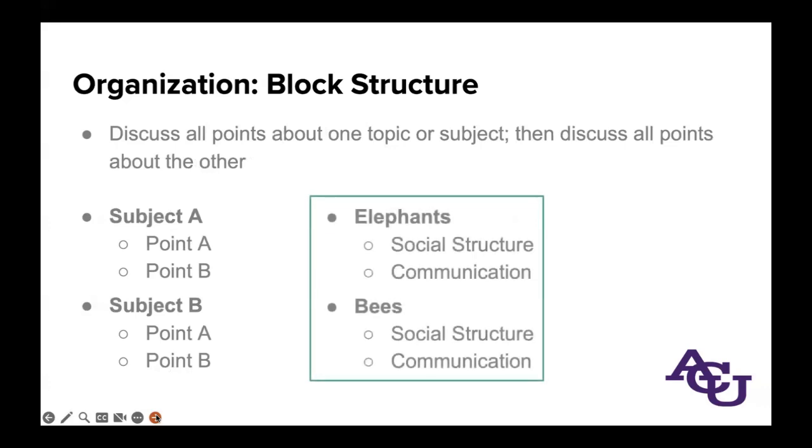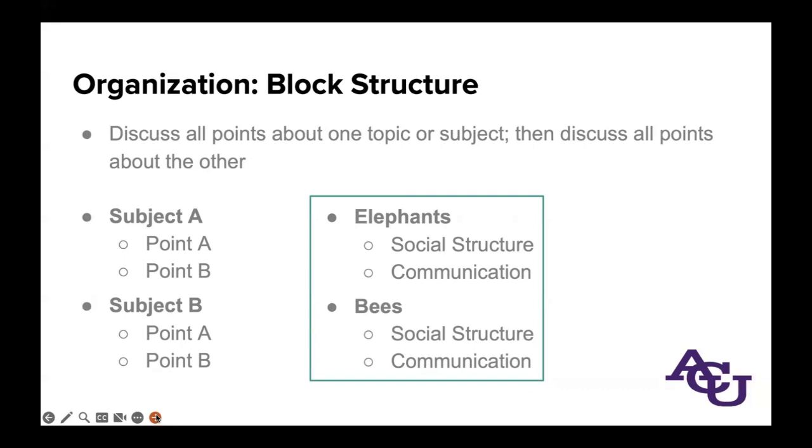So in slide 8, under block structure, I've got elements. I'm going to be talking about their social structure and their communication. And then I'm going to discuss bees and their social structure and communication. So I've created 2 blocks, an elephant block and a bee block. Try saying that fast real quick. That's hard to say. Elephant block, bee block.